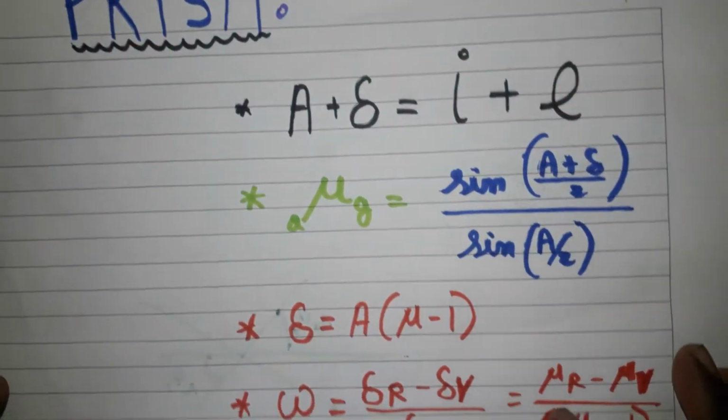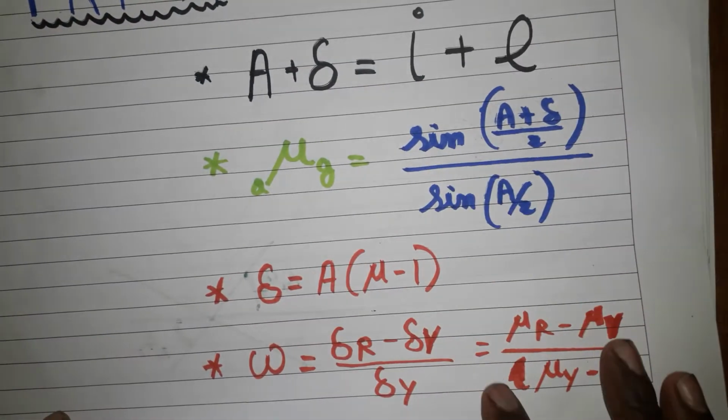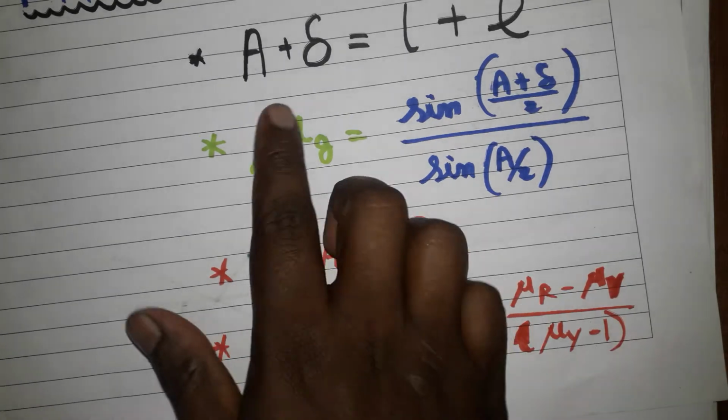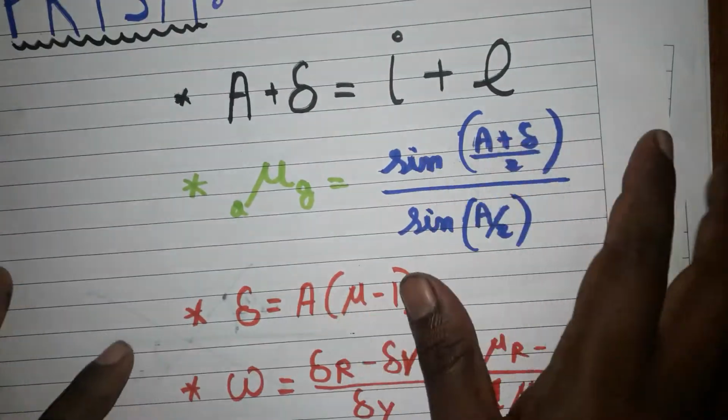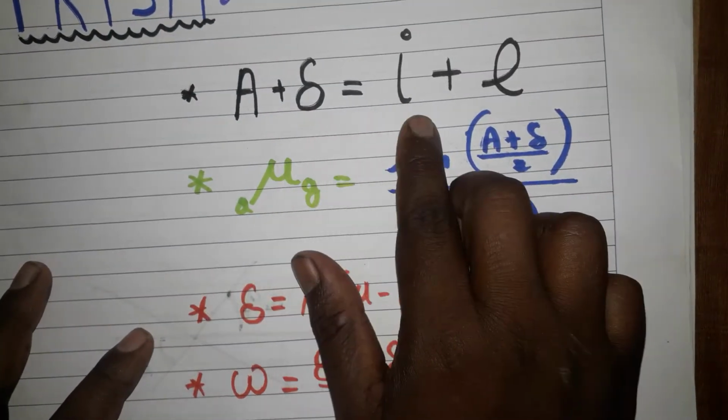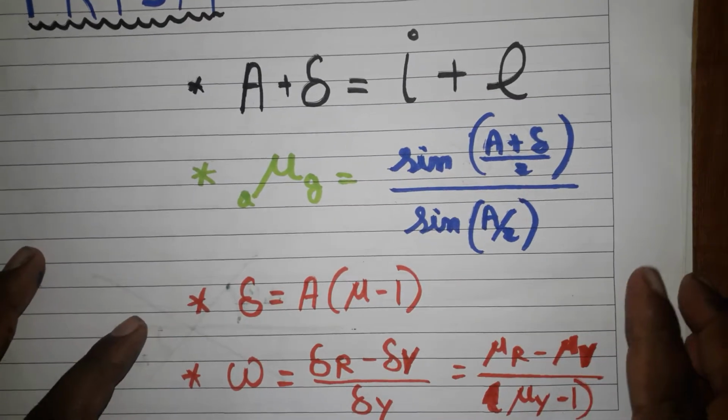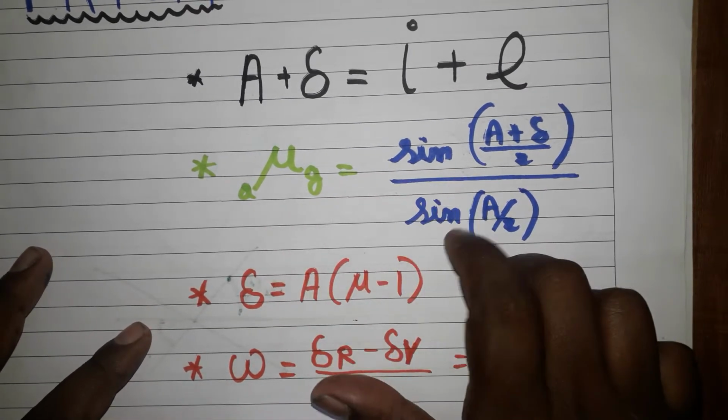Hello student, today we are going to discuss the prism formulas. The first one: angle of prism plus deviation is equal to incident angle plus emergent angle. The second formula: refractive index is equal to sin i by sin r.